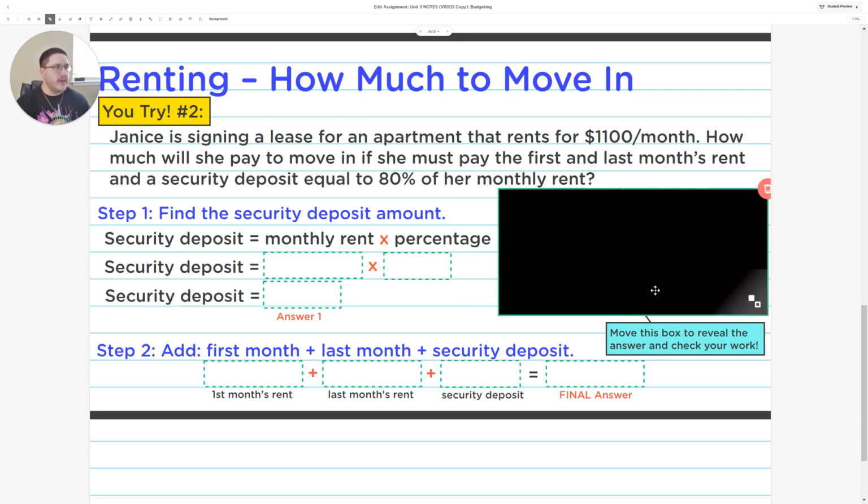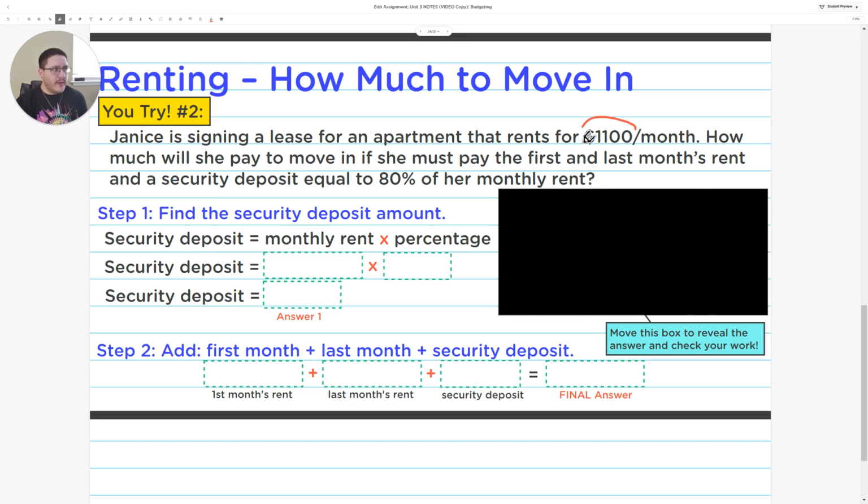So there are 2 steps to take, and then you can move this box right here to see if you're going through the work correctly. So at this moment, go ahead and pause the video. Try this on your own in ClassKick or on a piece of paper and with a calculator. Otherwise, I'm going to show y'all how to do this.